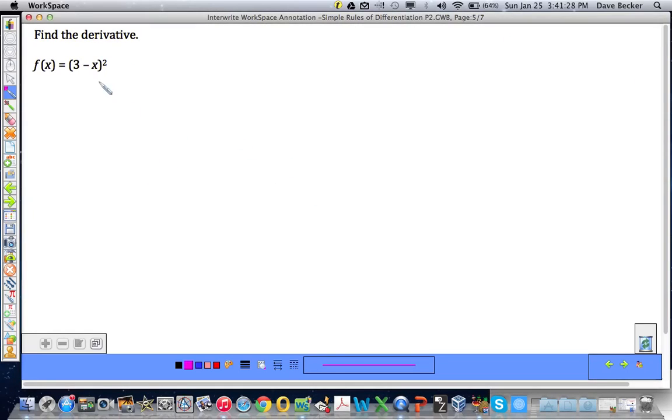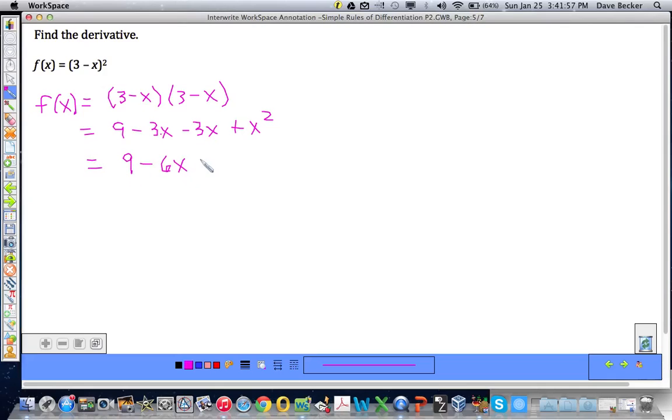Okay, so f of x equals 3 minus x squared. Well, I need it to be a full polynomial, so I'm going to go ahead and expand that before I take the derivative. So that will be 3 minus x times 3 minus x. And if you FOIL that, that would be 9 minus, let's see, minus 3x plus x squared. And that simplifies into 9 minus 6x plus x squared. No big deal. So this is f of x.